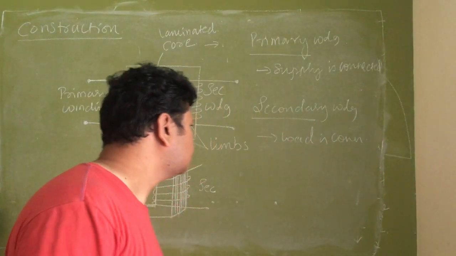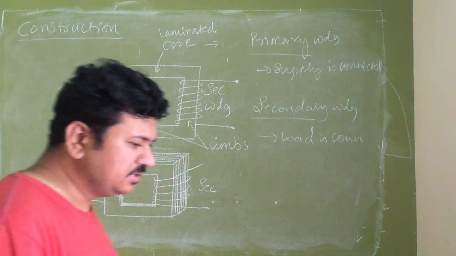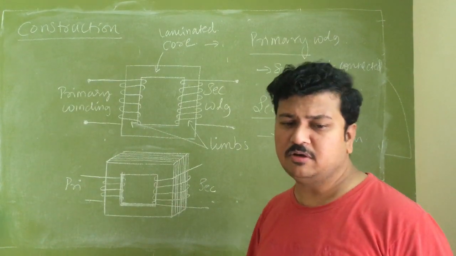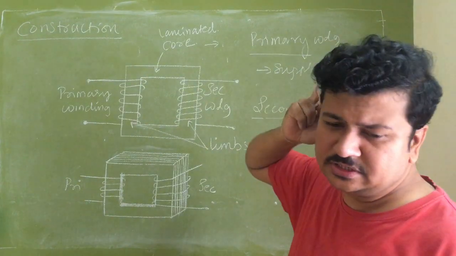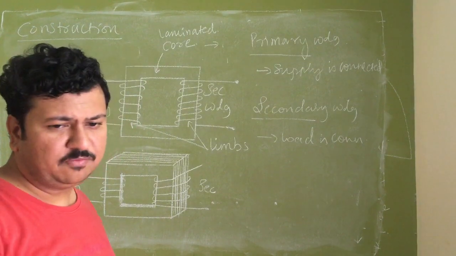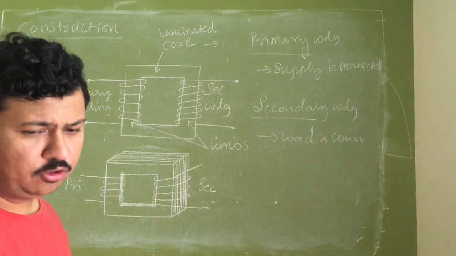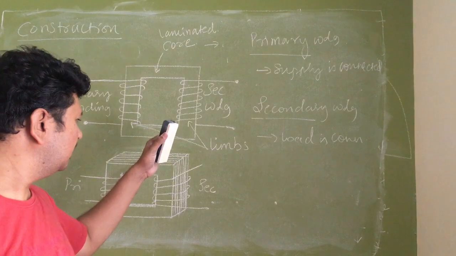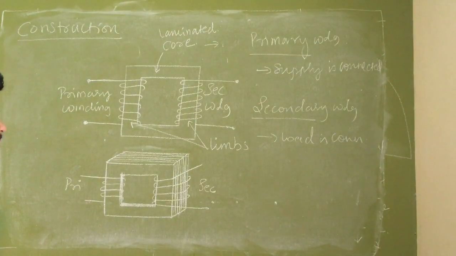So the other part is the core. The core is made up of magnetic material. Why it has to be made of magnetic material, we will see in the working principle of the transformer. Generally we use a silicon steel laminated core, because silicon steel is a very good magnetic material, which has good permeability, good susceptibility, low reluctance and low hysteresis losses. And because I am using laminations, I further reduce the eddy current losses. So this is the core.